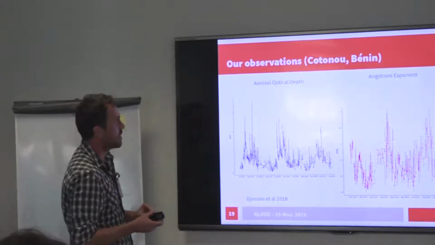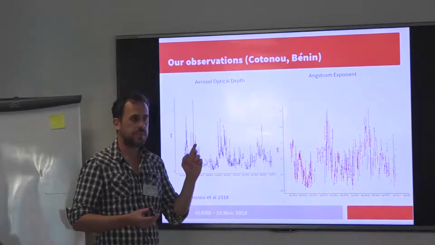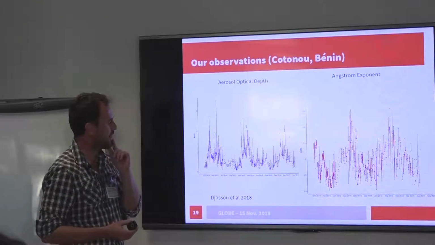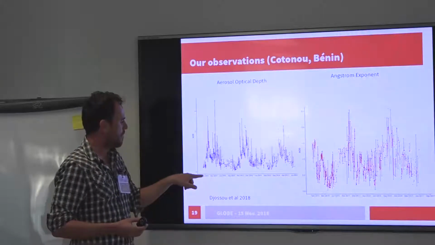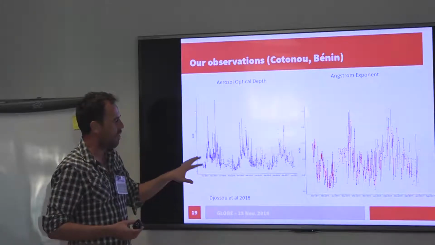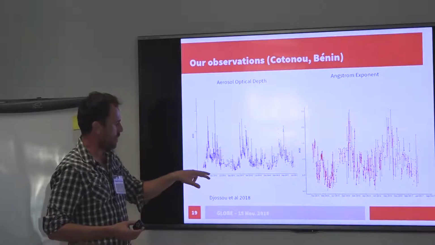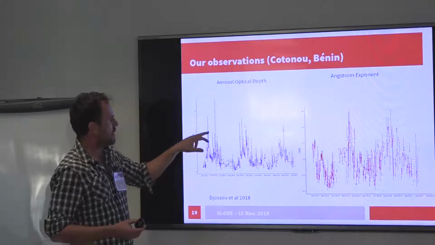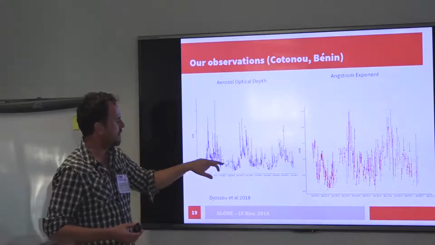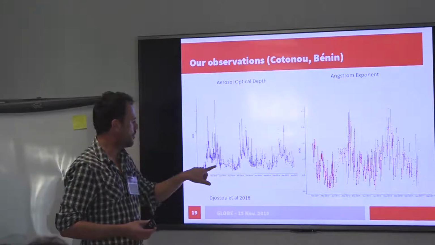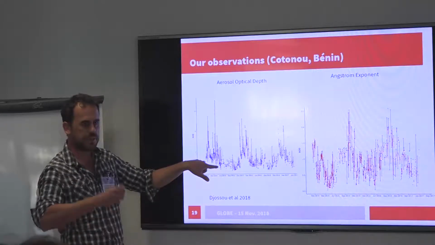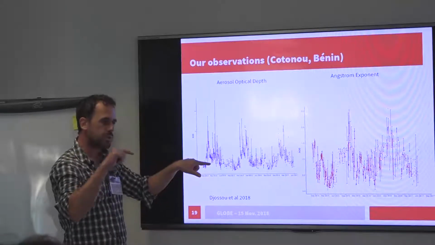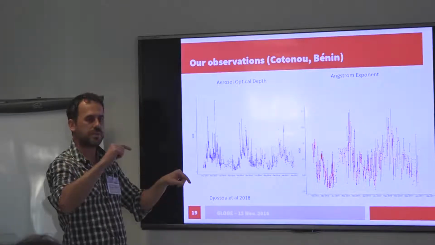This is one example for the city of Cotonou in Benin, in West Africa. So it's a time series of the aerosol optical depth from December for about 3 years. So you can see the time evolution of this parameter. During the dry season, you have a lot of dust coming over the city because this city is located just southward of the main source of dust in the Sahara.